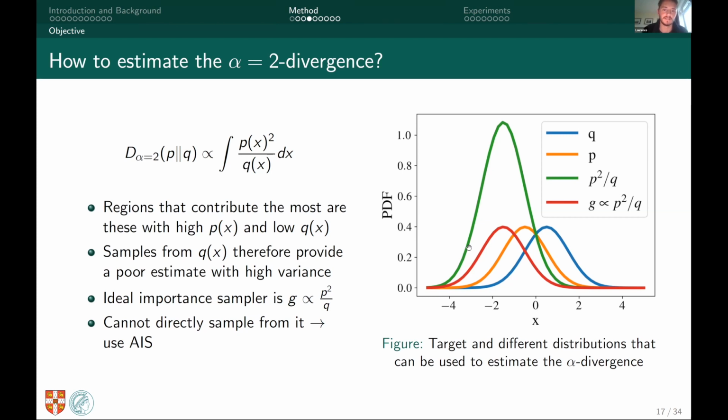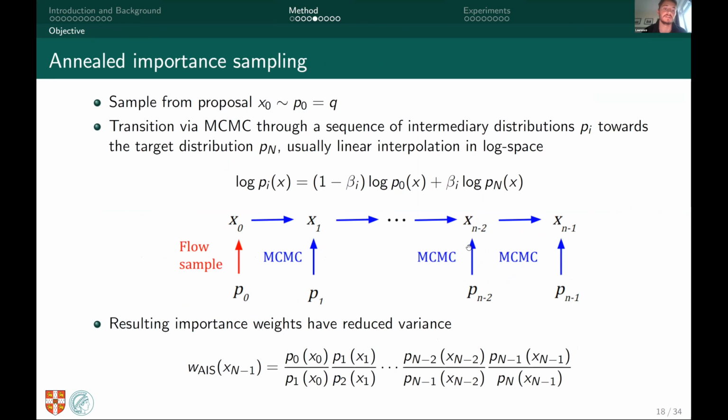So essentially, we're not going to be able to train the flow with its own samples. The optimal distribution, if we could sample from it for estimating this alpha divergence, would actually be P squared over Q, so we sample in proportion to the size of the integrand. However, the distribution is intractable, so we can't get samples from this either. This is where annealed importance sampling comes in in our method. We can combine our flow with annealed importance sampling to get samples approximately from this ideal distribution P squared over Q.